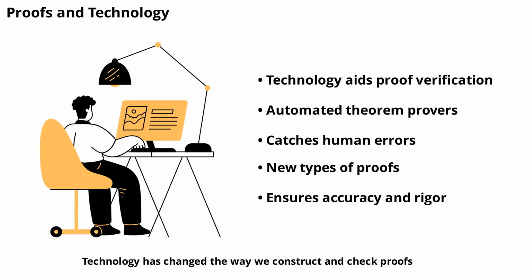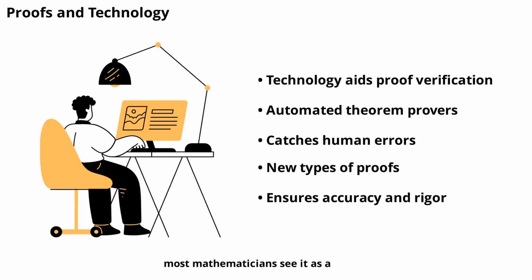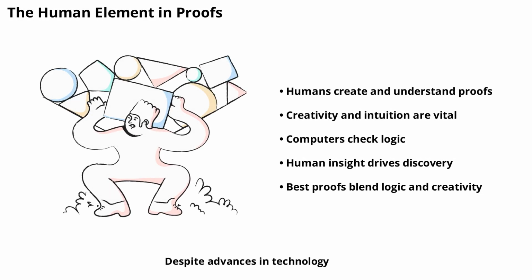Technology has changed the way we construct and check proofs. Computer programs can now verify long and complex proofs, catching errors that humans might miss. This has led to new types of proofs, like those generated by automated theorem provers. While some worry about relying too much on technology, most mathematicians see it as a valuable tool for ensuring accuracy and rigor.